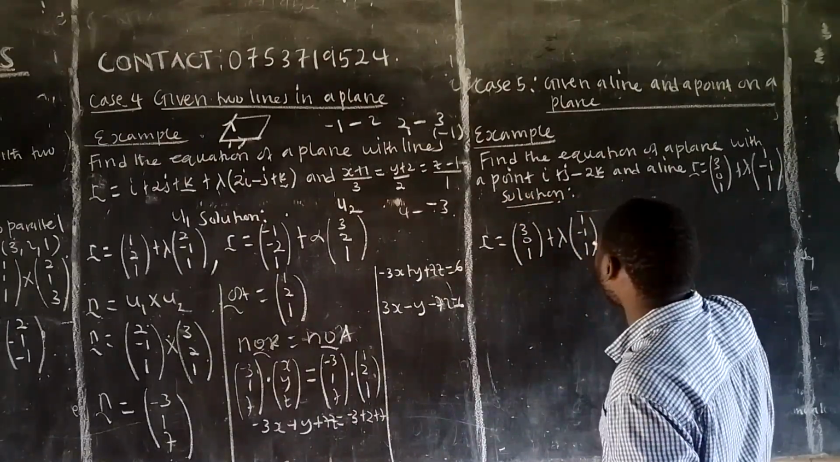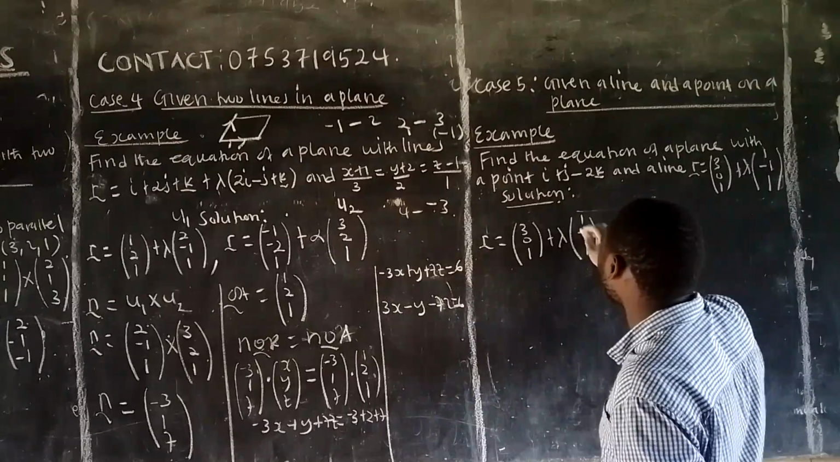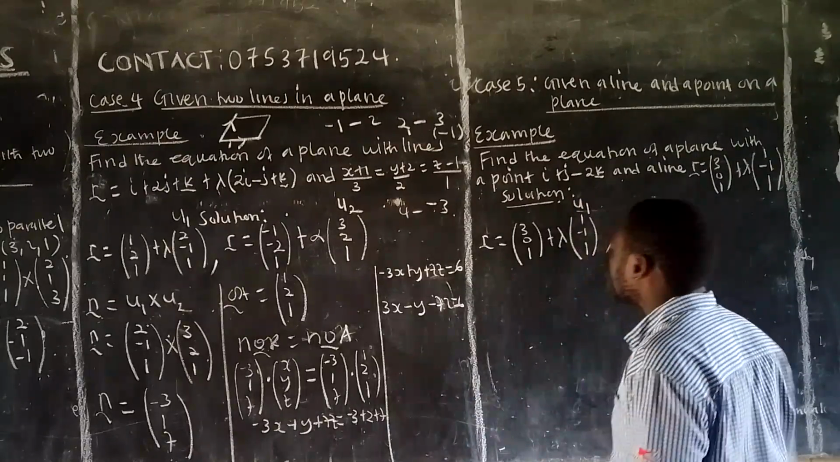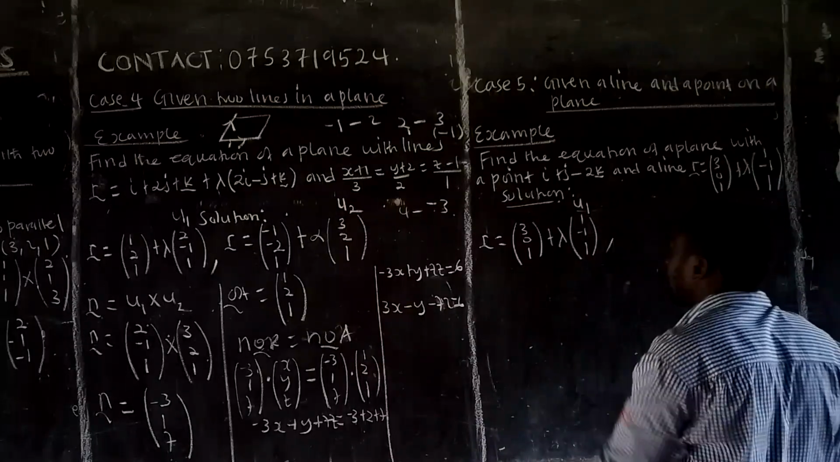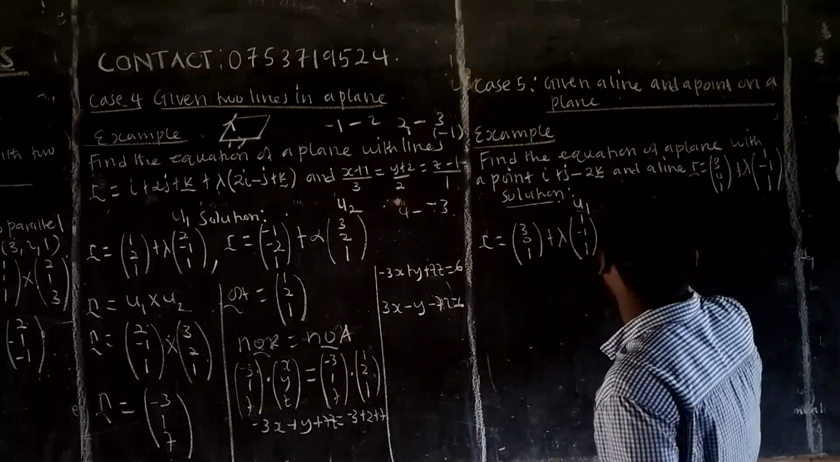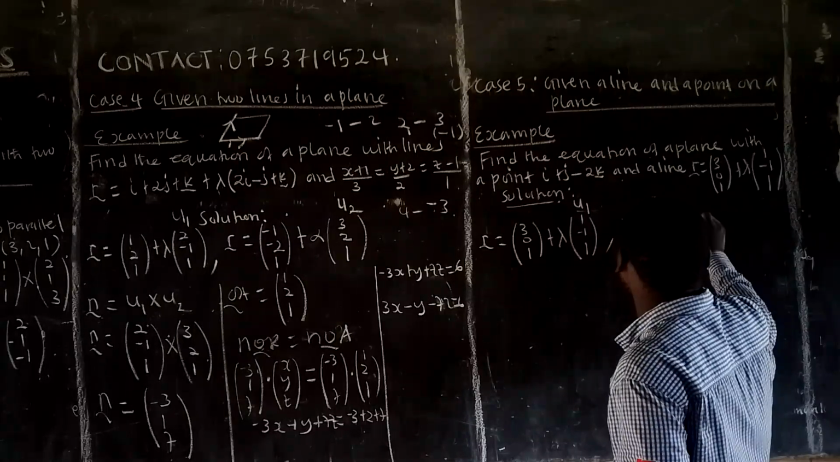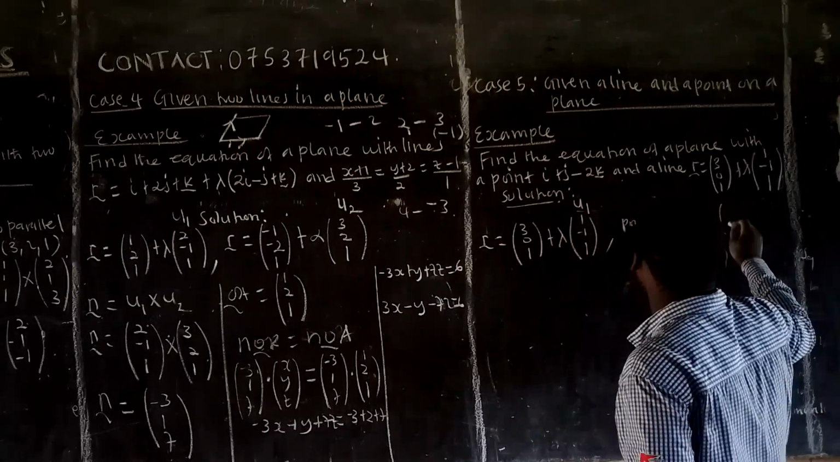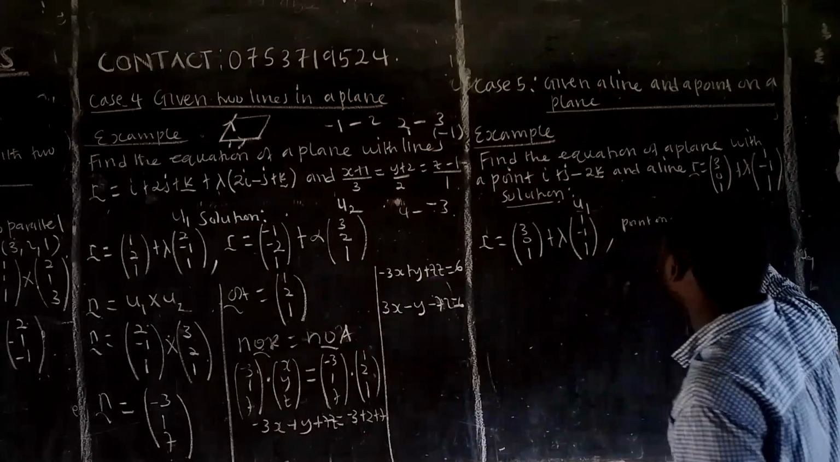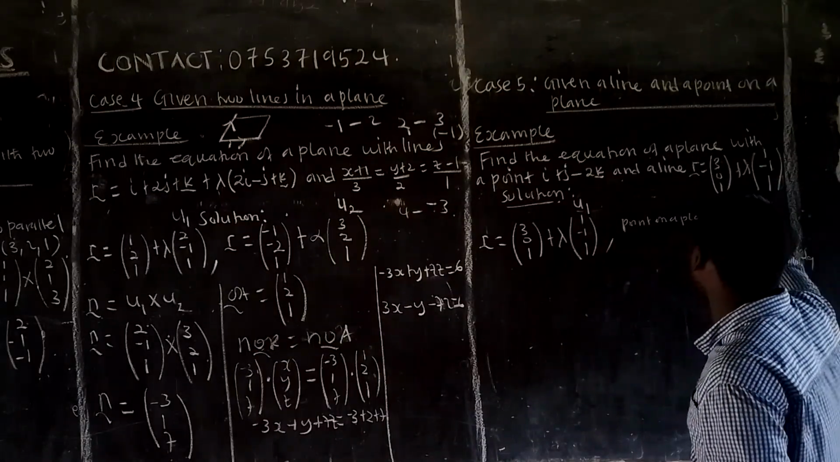Now, having done that, I am aware that this one is our u1, the first parallel vector. This one here is our u1. Then the point on the plane is equal to (1, 1, -2). That's the point on the plane.